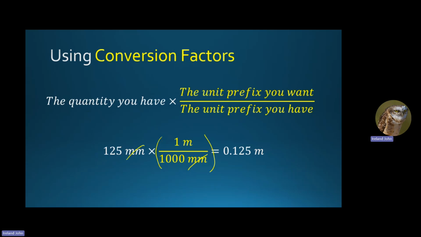I'll tell you, having done these problems way, way too much in my career, what I traditionally talk about is if you've got, say, 125 millimeters, let's say we're doing 2 unit conversions, and we want to convert it to meters, and then I want to convert it to kilometers, right? This is just for giggles.